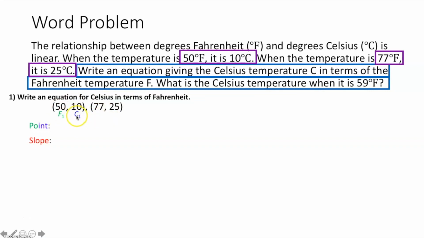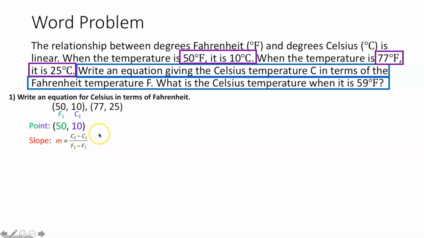And remember, in this case, since f is our new x value and c is our new y value, that's why we have f sub 1 and c sub 1 instead of x sub 1 and y sub 1. So that's our new point. And then our slope, again, to find slope between 2 points, we need the slope formula, which is y sub 2 minus y sub 1 over x sub 2 minus x sub 1. And again, c is our y, f is our x.